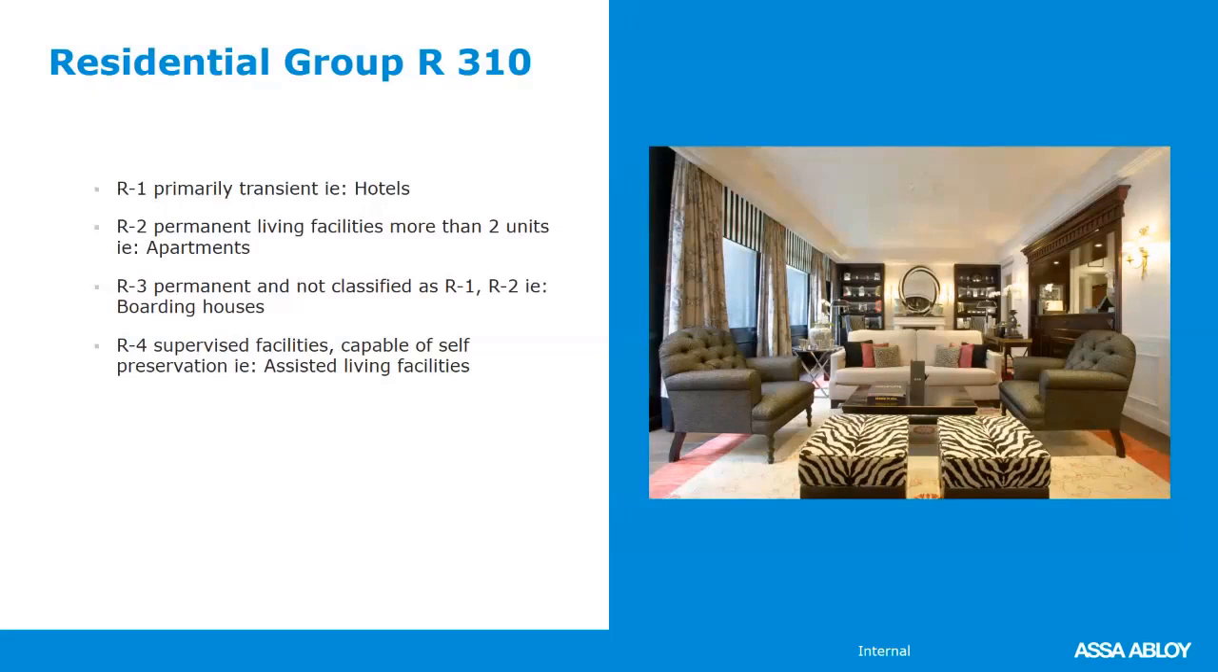Residential Group R is also broken into 4 categories. R1 is primarily transit, like hotels. R2, permanent living facilities with more than 2 units, apartment buildings, for example. R3 is not classified as R1 or R2, but it is permanent, like boarding houses. And R4 are assisted living facilities that are supervised, but the patients are capable of self-preservation, meaning they can get up out of bed at any time of the night and exit the building if there is a fire or other emergency. Residential occupancies are ordinary hazard, ordinary risk, and we can use delayed egress on residential occupancies.